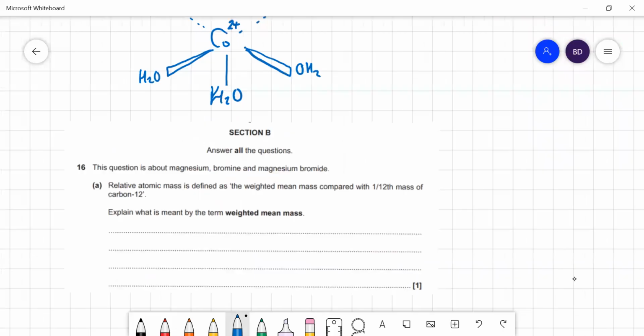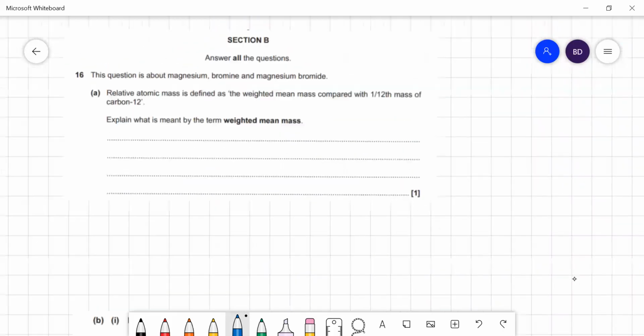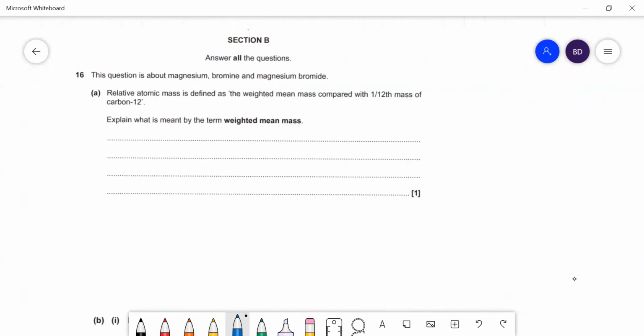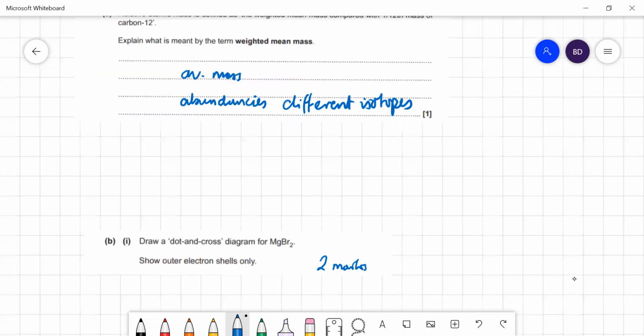Right, magnesium then. Okay, question about magnesium, bromine, and magnesium bromide. Relative atomic mass is defined as the weighted mean mass compared with 1/12 of the mass of carbon 12. What's meant by the weighted mean mass? Well, that is the average mass, taking into account the abundances of the different isotopes. That's all there is to that.